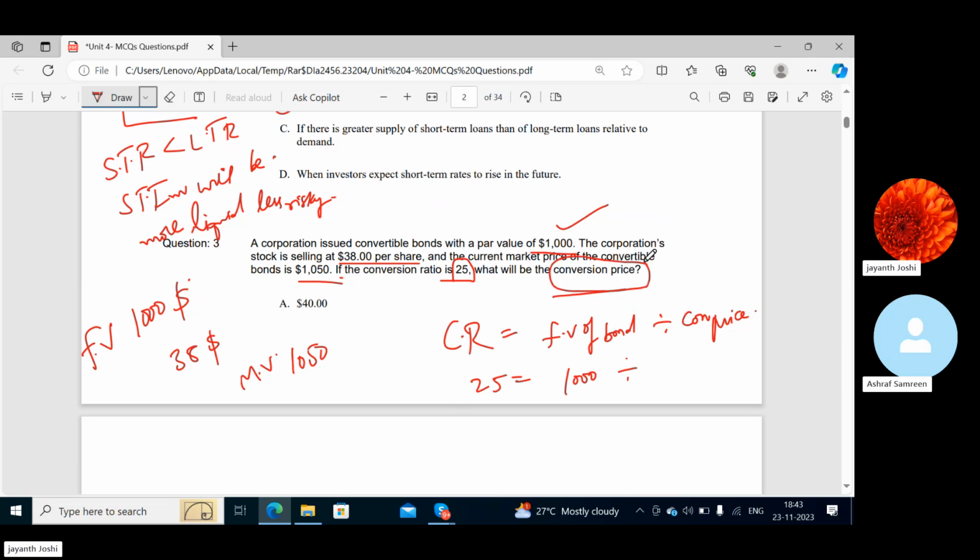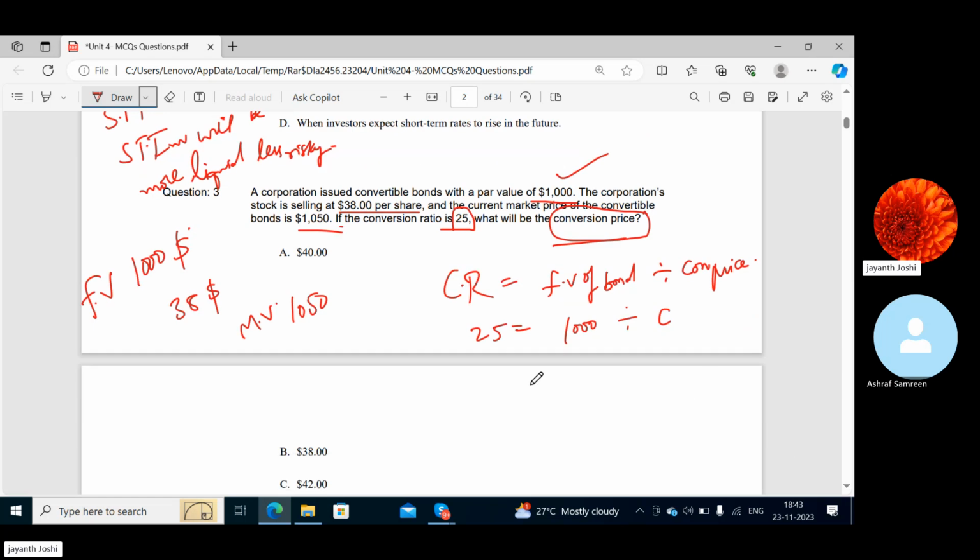So I'll write C here. So 1,000 by 25 is equal to C. So $40. This is the answer. Okay, I'll note it down. Note it down, Professor. Yeah, please make a note of this.